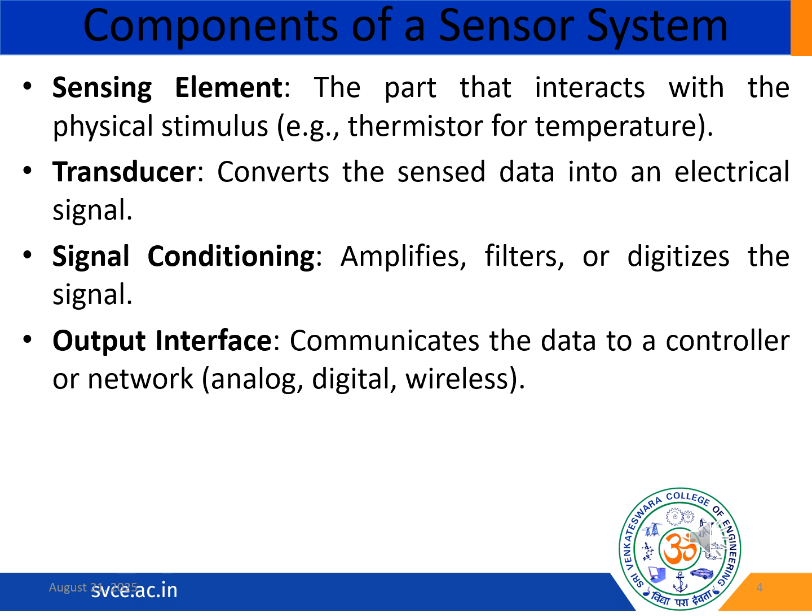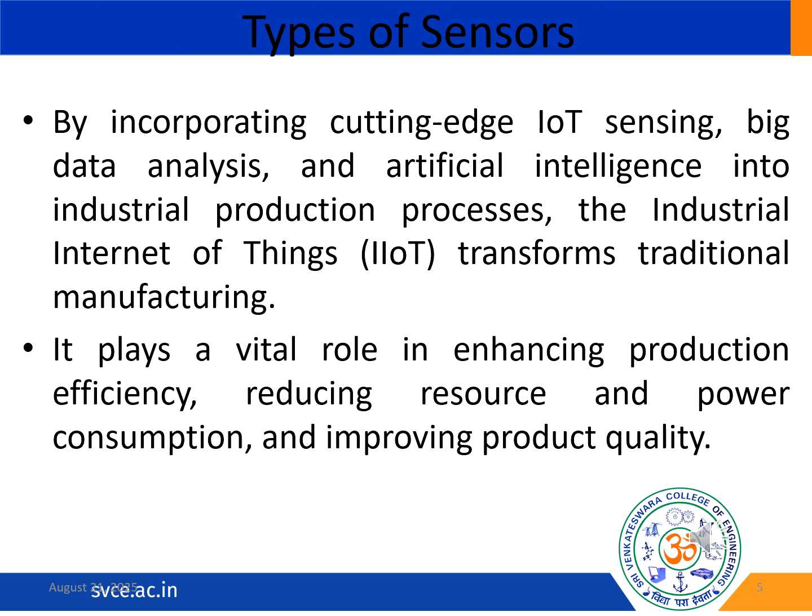The transducer converts the sensed data into an electrical signal. Signal conditioning amplifies, filters, or digitizes the signal. And there is also the output interface, which can be analog, digital, or wireless. It communicates the data to a controller or a network. So these are the four important components of a sensor system.